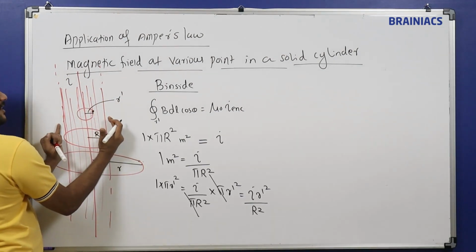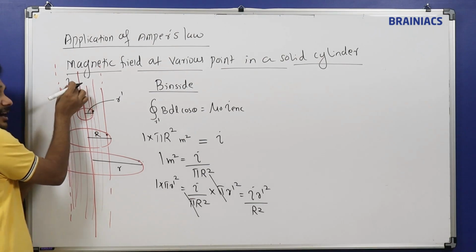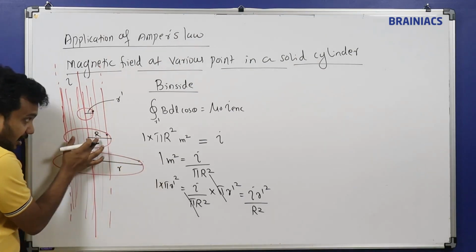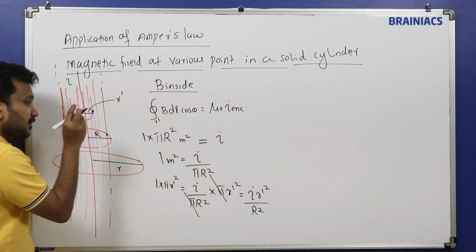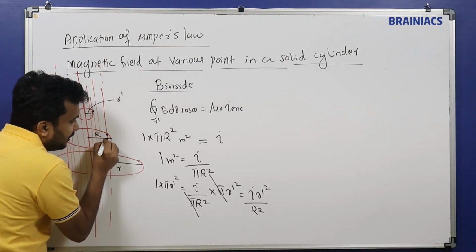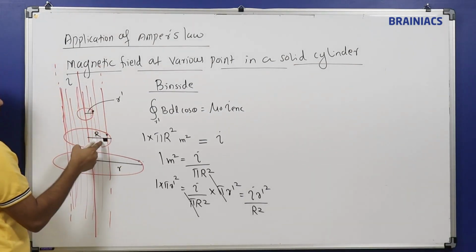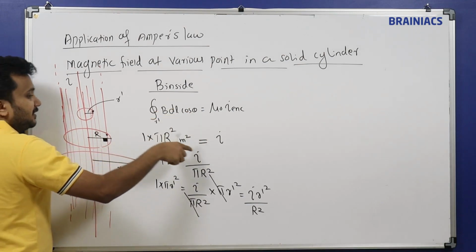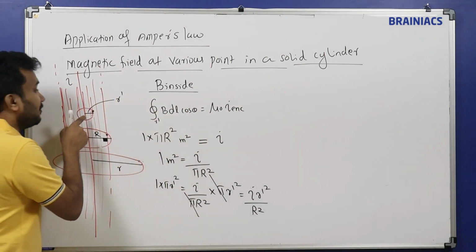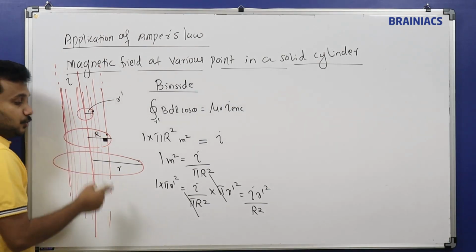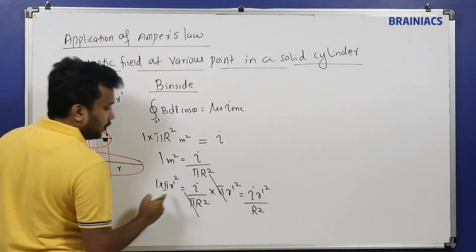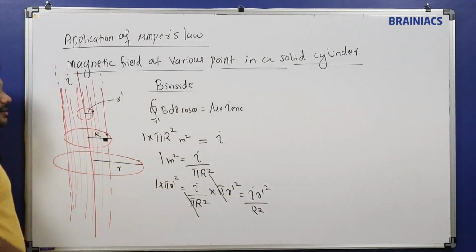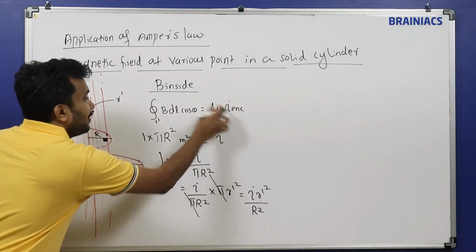If I ask what the current in this area is, it is not I, it is a part of I. Pi R square area contains I amount of current, so 1 meter square, this small area, will have I divided by pi R square. Our area is pi r dash square, so multiplying both sides by pi r dash square, the area pi r dash square contains I into r dash square divided by capital R square amount of current. This is the current available here.